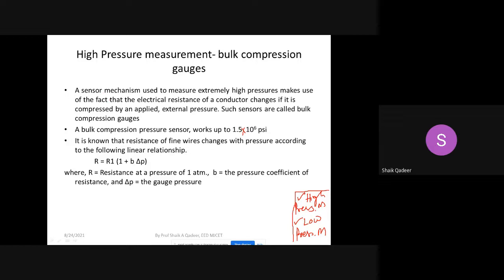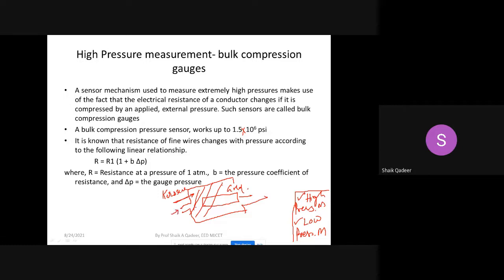So what we will do is we use a setup with a conducting metal. In this particular case, we use a conducting metal made up of gold. We keep it in a chamber. The conductor is hanging in this chamber, and the surrounding of this conductor is filled with kerosene liquid, right?